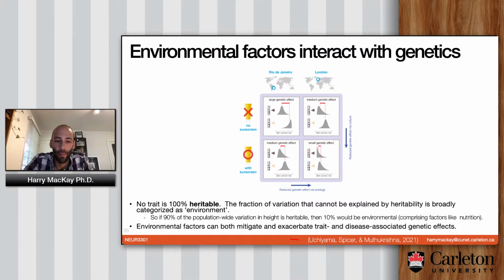Take, for example, this example they give for sunscreen. So imagine there is a gene that changes your risk for skin cancer, right? That's what's being plotted here. So if you have the gene, you have a high skin cancer risk. And if you don't have this allele, you have a medium to low skin cancer risk. Now, imagine what having or not having that allele would mean in either Rio de Janeiro in Brazil or London, UK. Well, folks, there's no sun in London.